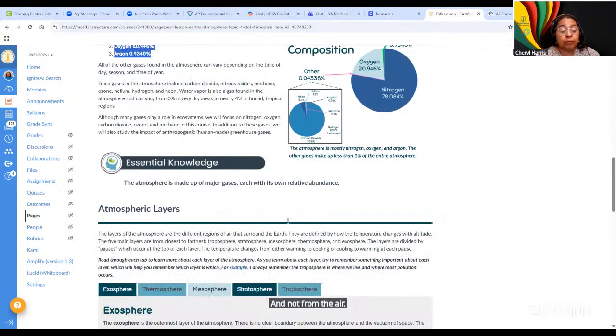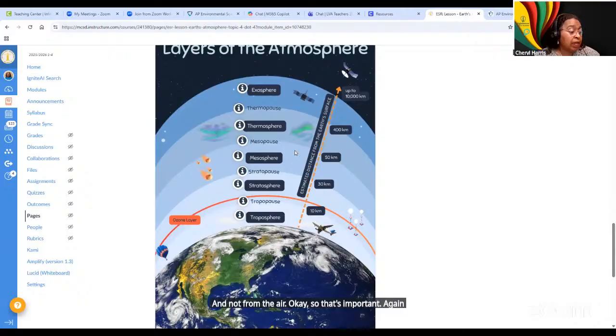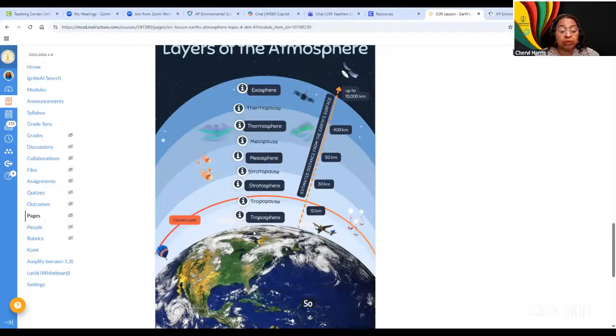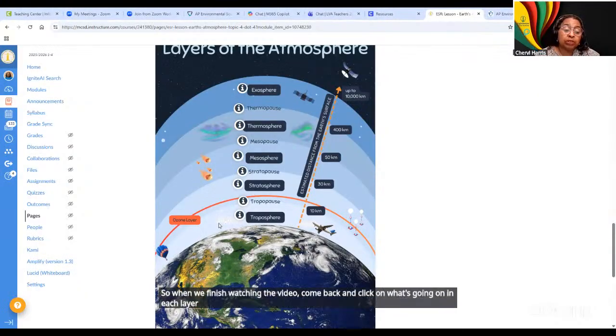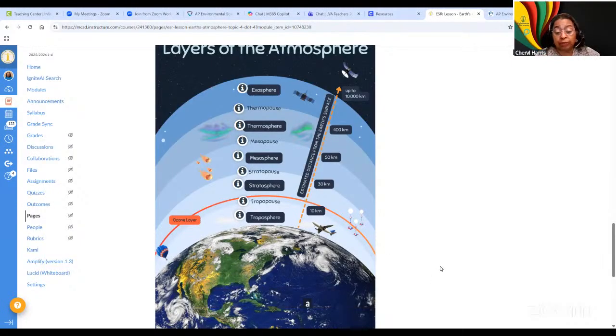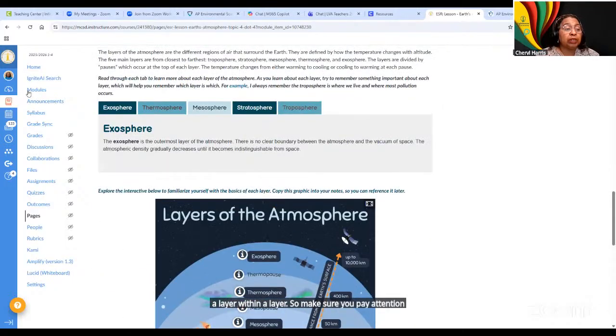Okay, so that's important. Again, go through this diagram and know the layers of the atmosphere in order. When we finish watching the video, come back and click on what's going on in each layer. In particular, you need to remember again that the ozone layer is a layer within the layers of the atmosphere. So it's not considered an atmospheric layer, but it is a layer within a layer. So make sure you pay attention to that in your reading.